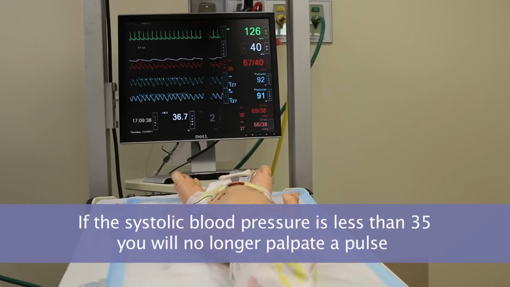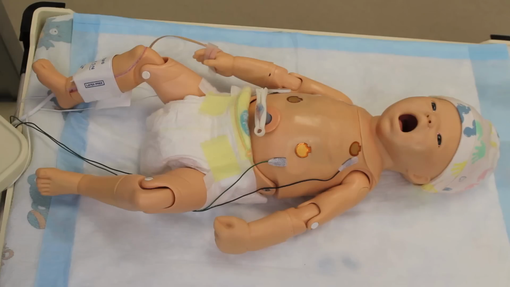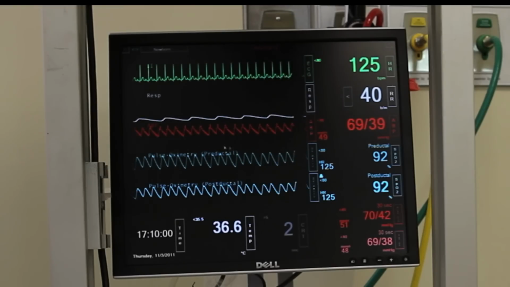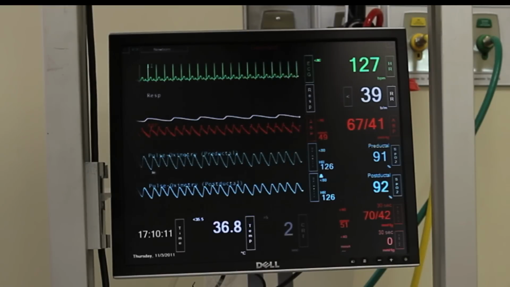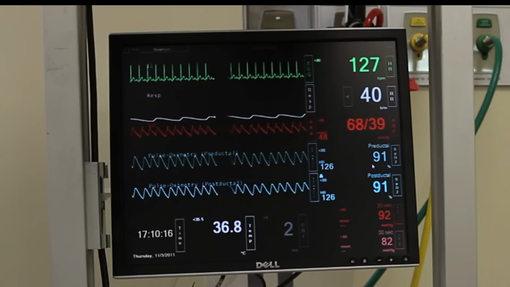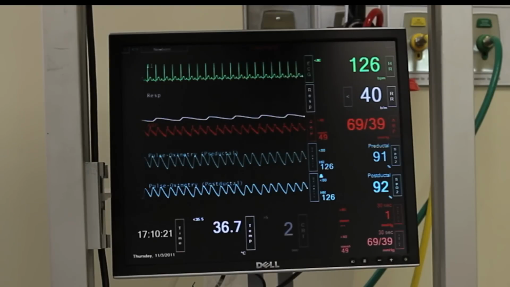If the systolic blood pressure is less than 35, you will no longer palpate a pulse. But that does not necessarily mean that the baby's in a pulseless electrical activity rhythm, because you will still see that there's an arterial waveform and that there's an oximetry reading. If we're trying to show you pulseless electrical activity, your arterial waveform will flatline and your oximetry waveform will flatline, and instead of getting a number here, you'll get a question mark. Then you should take action to reverse pulseless electrical activity.